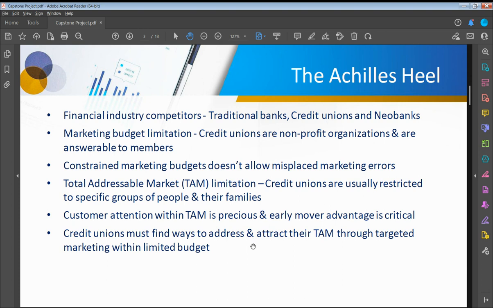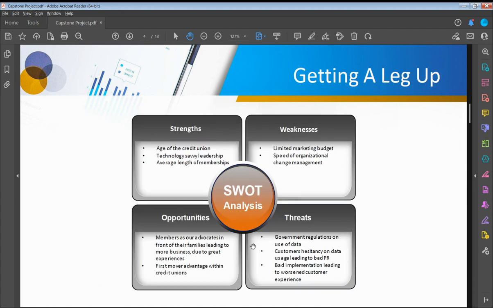So credit unions have to make sure that they are able to address and attract those members within the TAM through focused marketing efforts, and that too within a limited budget. As you can see, we have to take care of our limited TAM, but with a constrained budget as well. Okay, moving on to the next slide, we are looking at the strategy that we are going to implement to come up with a solution to counter this problem.